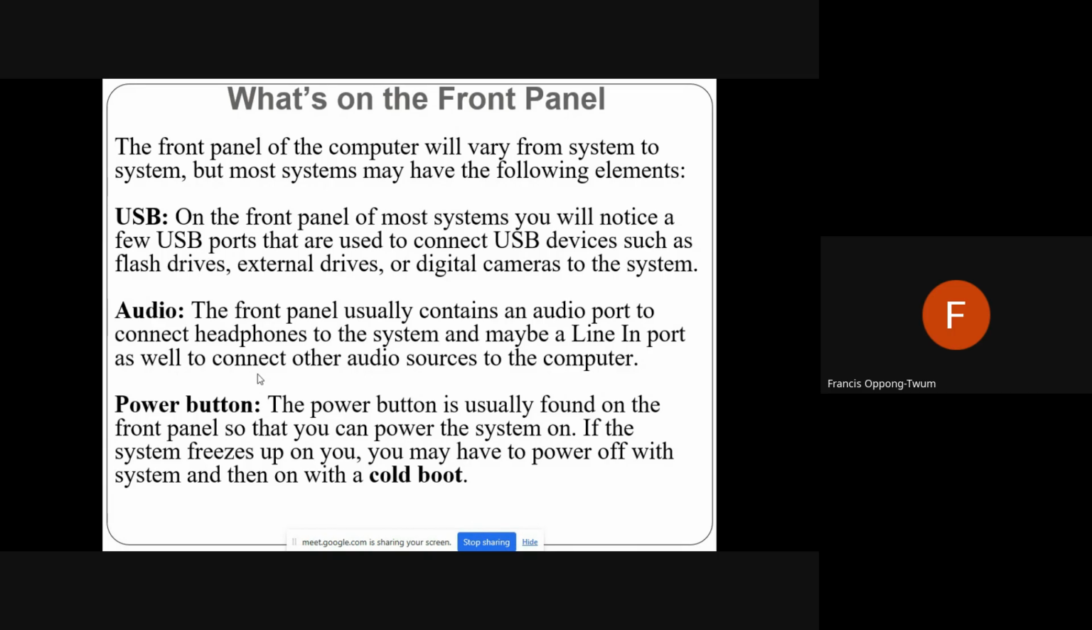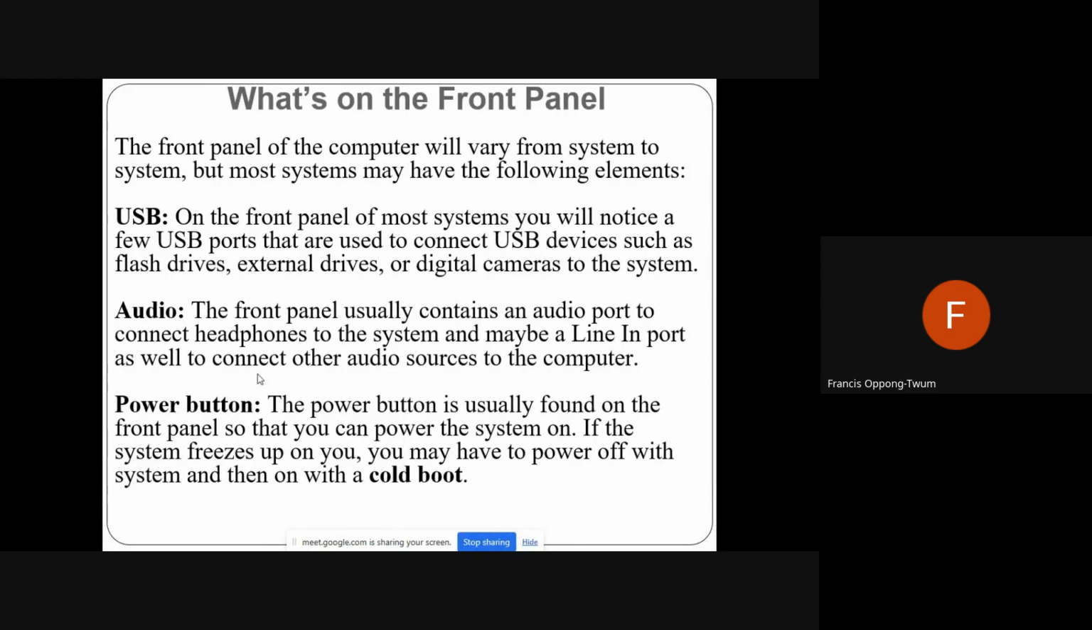So if the system freezes up on you, you may have to power off the system and then cold boot. Sometimes if your computer is on and you want to shut it down using the operating system, you press the start button and the operating system is not responding to anything. If you want to shut it off, you can press the power button down continuously for about one minute, and the computer itself will shut down. So that is that for you. The power button is usually found on the front panel.